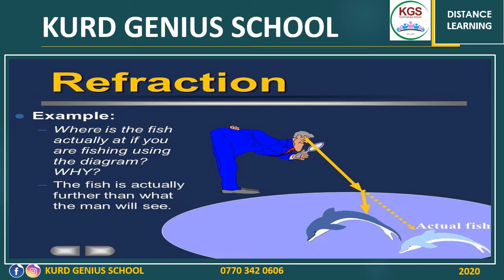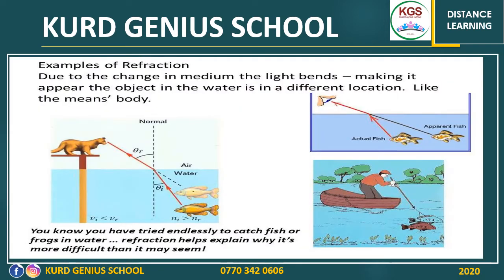For example, where is the fish actually if you are fishing? Using the diagram, tell me why. We have apparent vision and actual vision. The fish is actually further than what the man sees, because we have refraction right here. When light rays pass through transparent substances, they refract. That's why we see a false image or false picture of the object that we are focusing on. Due to the change in the medium, the light bends, making the object in the water appear in a different location.